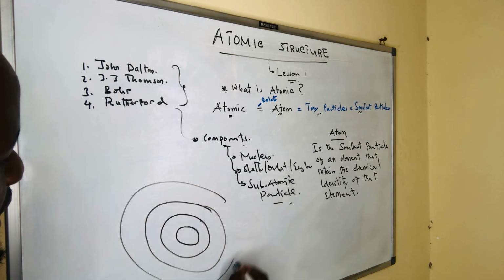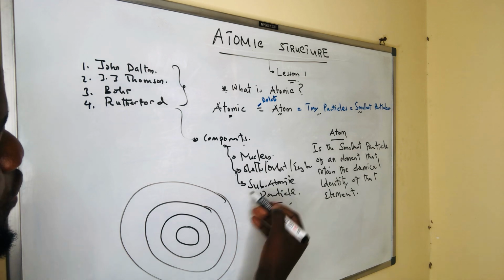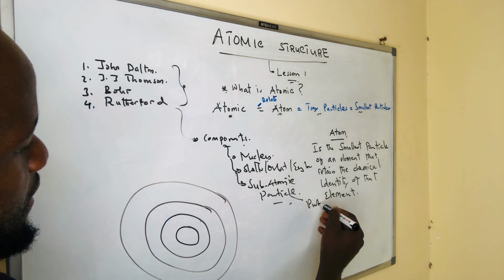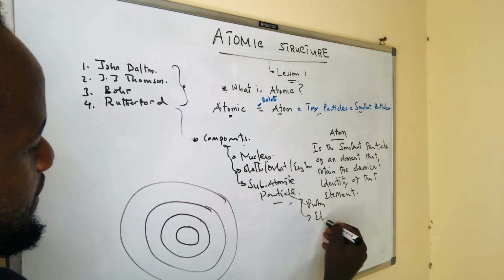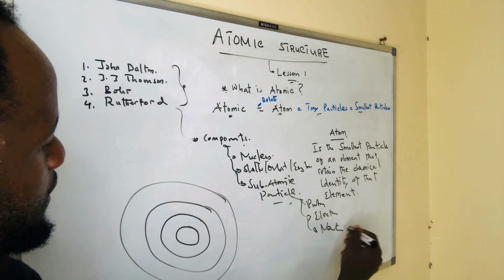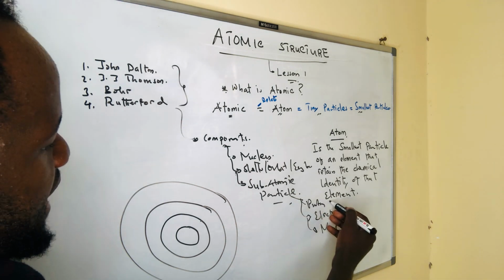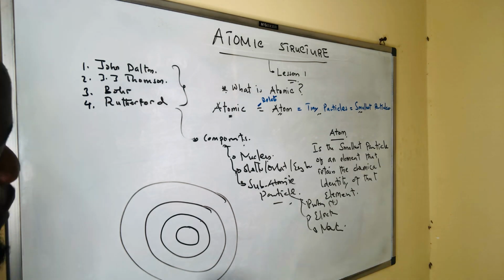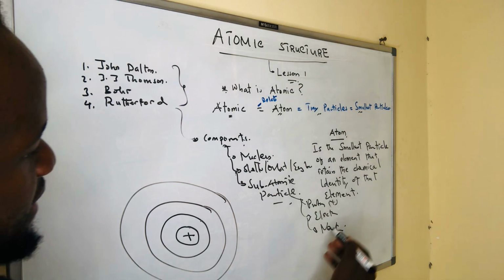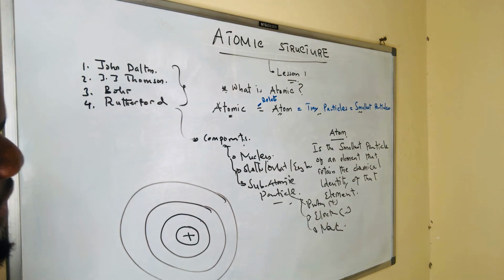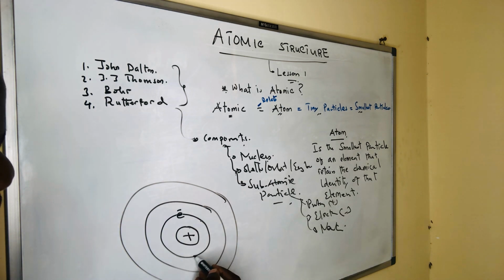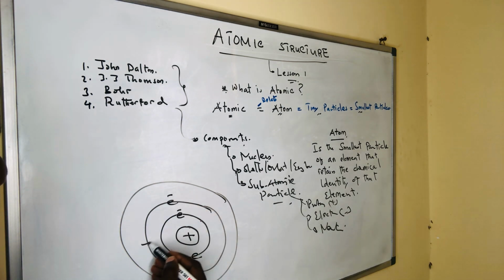Hizi tunaziita shells. Also we have subatomic particles. Subatomic particles means it is protons, electrons, and the neutrons. So protons, it is a positive charge which is located inside the nucleus. So kwenye nucleus hapa ndani utakuwa na protons which is a positive charge. Also we have electrons which is a negative charge. So electrons zinakuwa located kwenye shells.